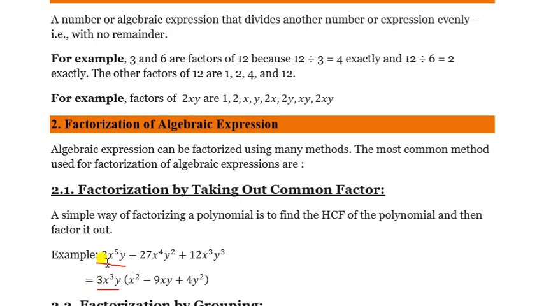So which one will be left? Here x to the power 5 is given, but I have already taken x to the power 3. That means x square will be left. So x square. Y I have already taken, so no need to write it again. Now from this term 27, I have already taken 3. So which is left? 9, because 3 9s are 27. So 9 will come here. See, 9. Then here numerical.